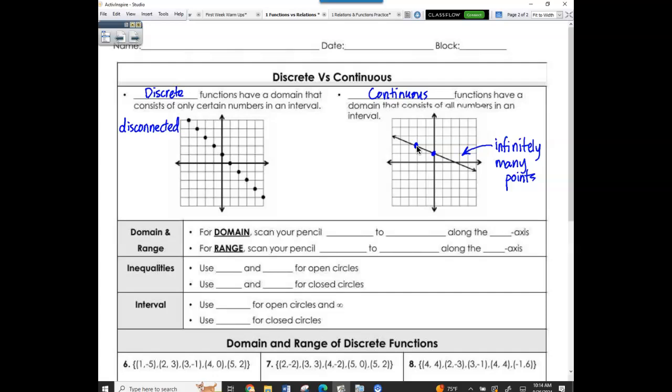There's infinitely many points on the line. I don't have the ability to highlight all of them. Okay? So this is the difference between discrete and continuous. Discrete means disconnected. A list of numbers and you'll be done. Continuous means I had to drag my pencil and there's infinitely many points here. I cannot possibly tell you all the points on there. I'm going to have to give you an interval.